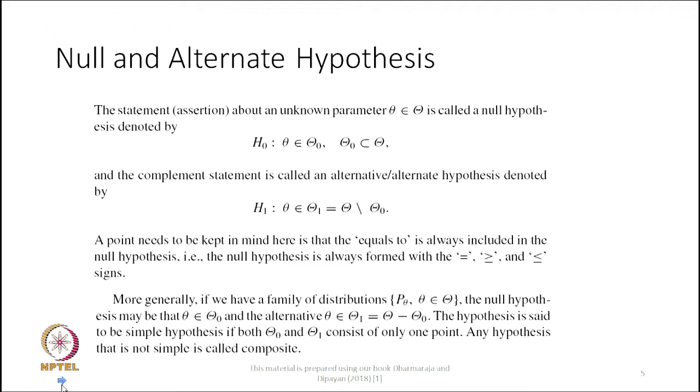Fine. So always we start with the null hypothesis with the equal sign, that is the simplest example, and we go for it. Sometimes it is greater than or equal to, sometimes it is less than or equal to also, and obviously the alternate hypothesis is the negation of the null hypothesis.